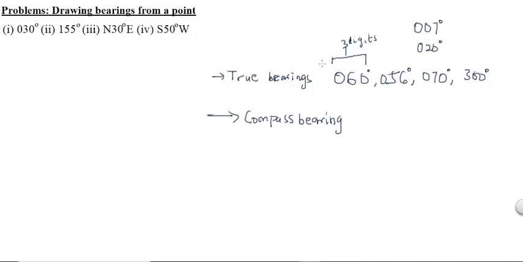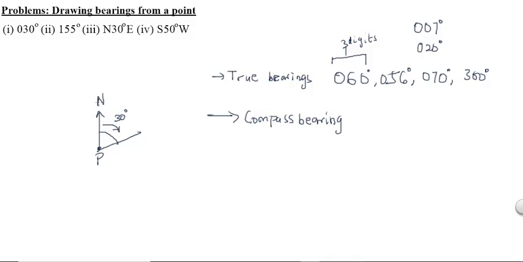True bearings are strictly measured from the north. So if I have a point, let's say this is a point P, and I'm to measure a true bearing of 46 degrees or something like that, I'll start from the north and move in the clockwise direction. So true bearings are made up of 3 digits and they are measured in the clockwise direction. If I were to measure an angle of say 30 degrees, this is how it would look. This angle will be 30 degrees. So a bearing of 30 degrees from P would look like this. This would be the north.